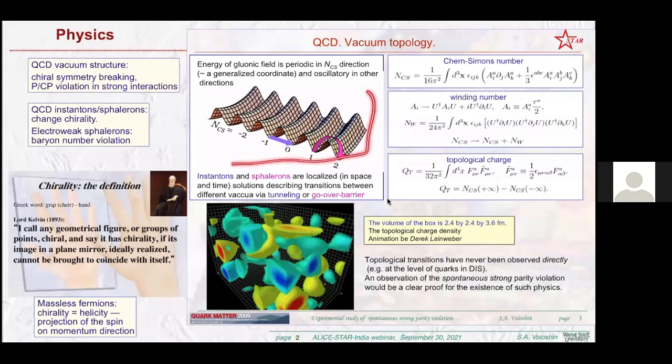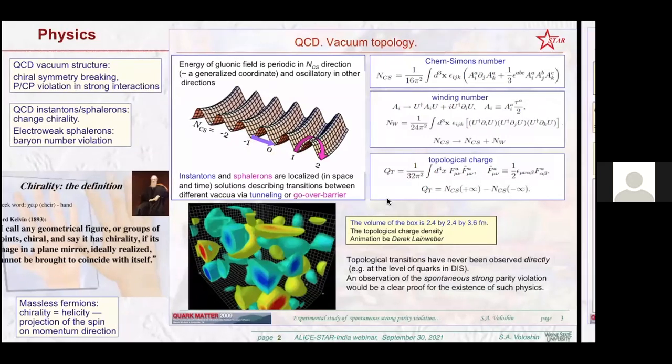So this is a picture of the energy of the gluonic field as a function of something like a generalized coordinate, one variable which is called the Chern-Simons number here. And it appears that it is periodic in this direction. The minima would correspond to the vacuum, where there's a minimum of the energy. On the other hand, you see that there are many of them, an infinite number of them, which differ by topology. So there are transitions between those vacua, called either instanton, which is like a tunneling, or sphaleron, which happens at a little bit higher energies.